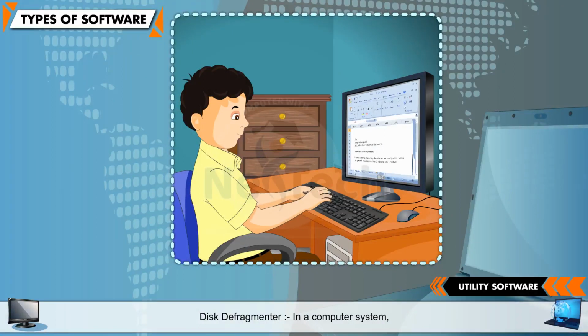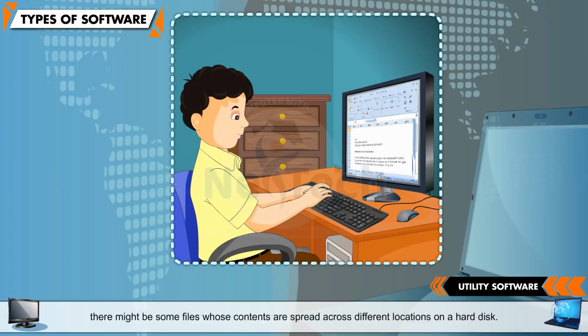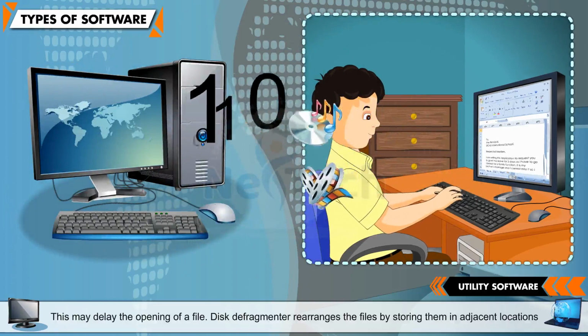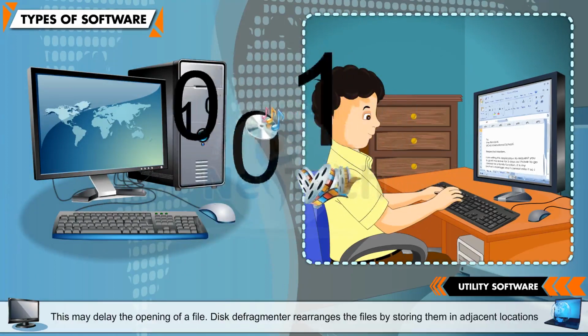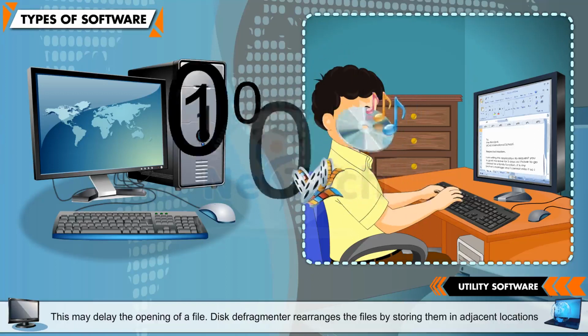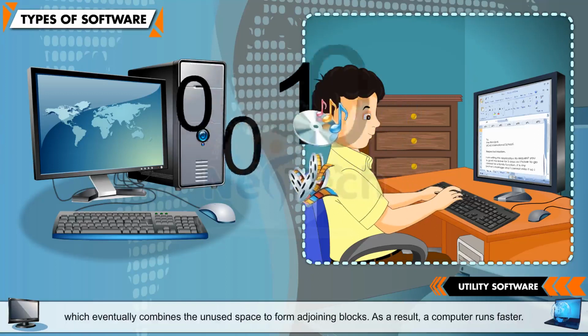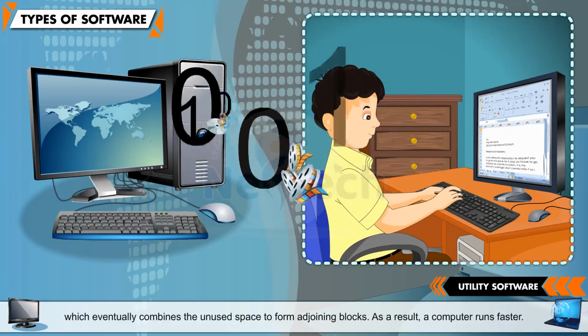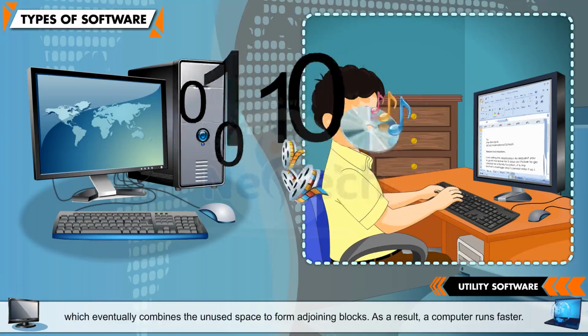In a computer system, there might be some files whose contents are spread across different locations on a hard disk. This may delay the opening of a file. Disk defragmenter rearranges the files by storing them in adjacent locations, which eventually combines the unused space to form adjoining blocks. As a result, a computer runs faster.